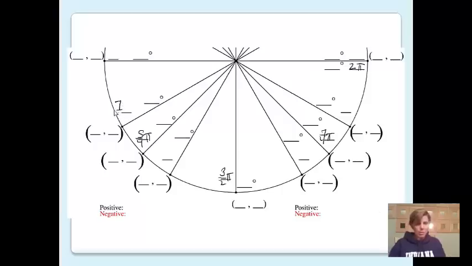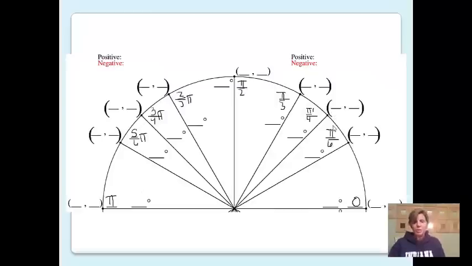The next one would be 7 pi over 6. The next one would be 8 pi over 6, which reduces to 4/3 pi. The next one would be 9 pi over 6, which reduces to 3/2 pi. The next one would be 10 pi over 6, which reduces to 5/3 pi. The next one would be 11 pi over 6. And then the last one would be 12 pi over 6, which reduces to 2 pi. So that's how we get our angles, just in case you needed to know how to label them.